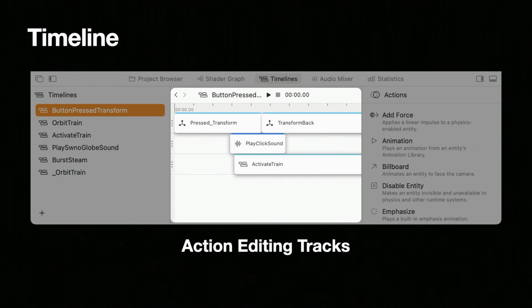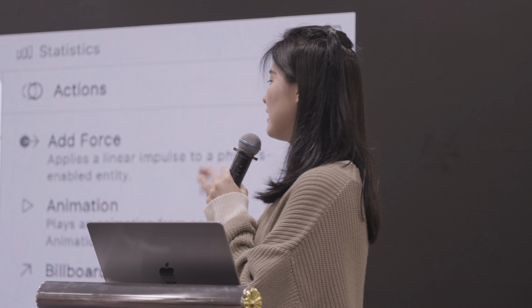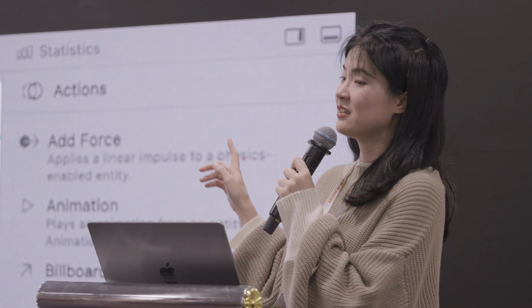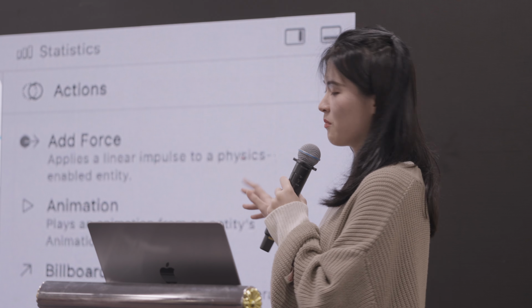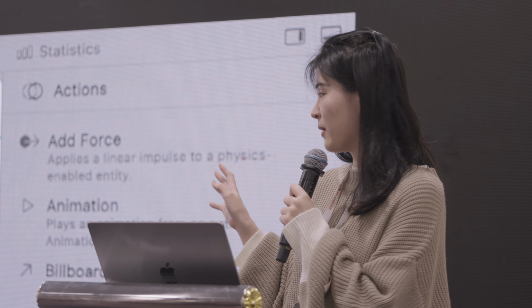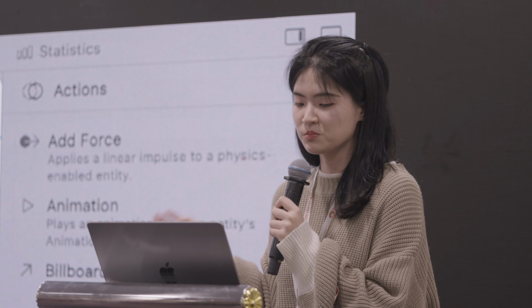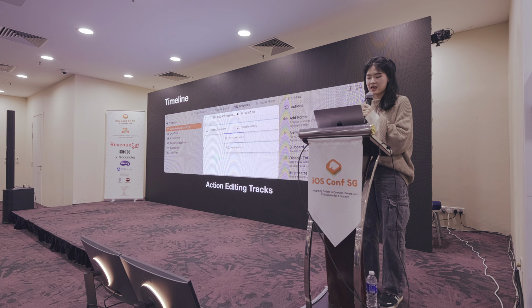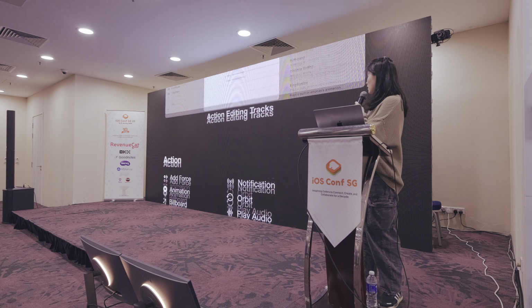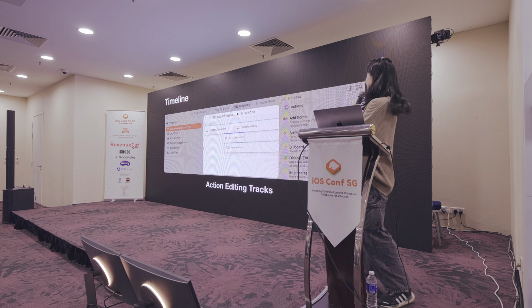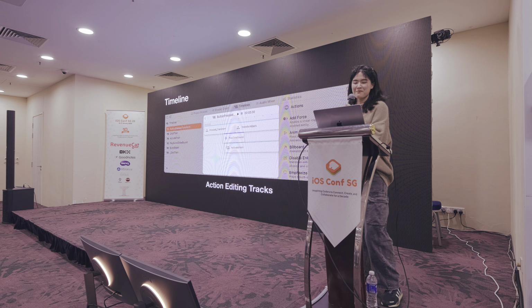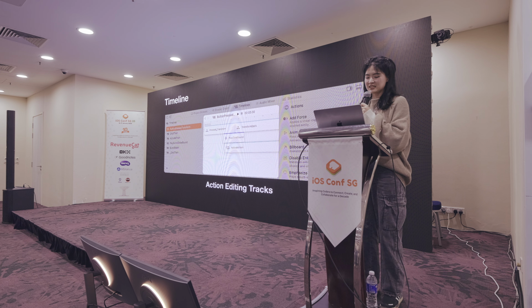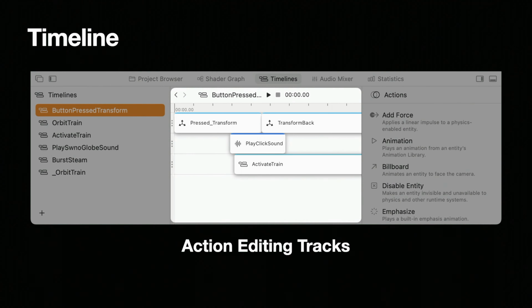And the third track activates the chain. This is actually referring to another timeline because it's more complex. There are a lot of things that need to happen with the chain because of the sound, and it needs to move. So that's the timeline, and those actions are actually from the right panel. The right panel is where the system-defined actions are. You can just drag and drop them into the timeline.